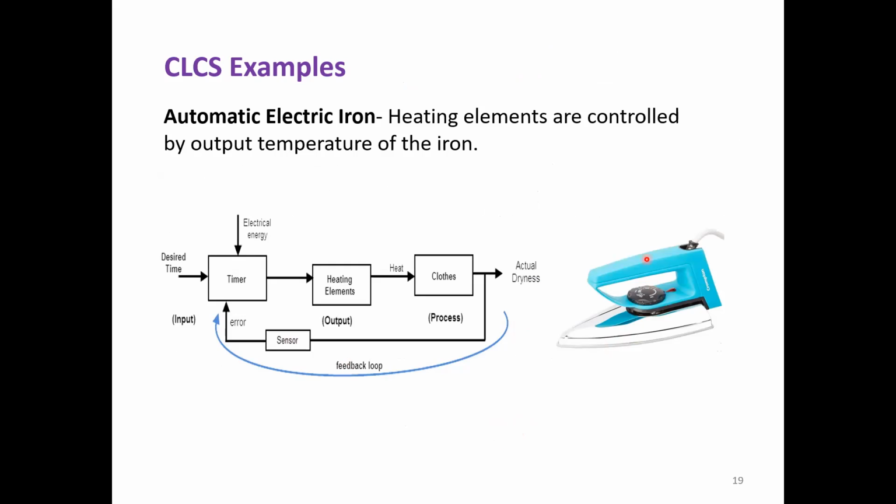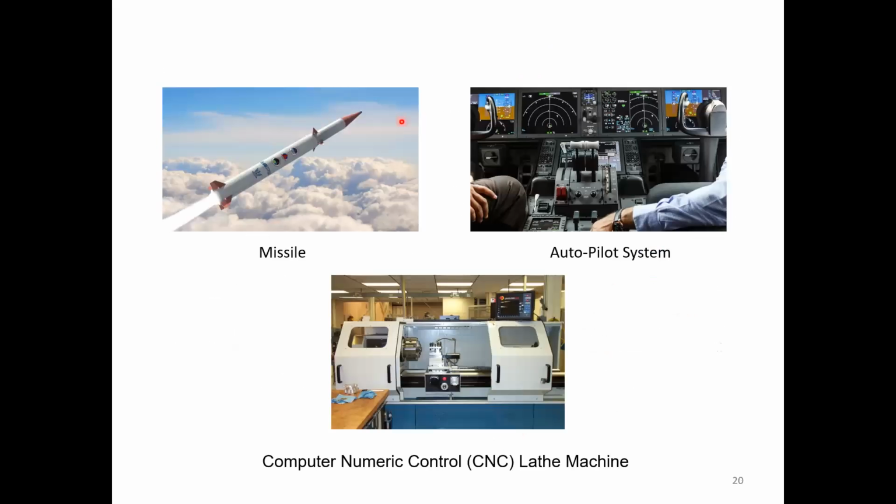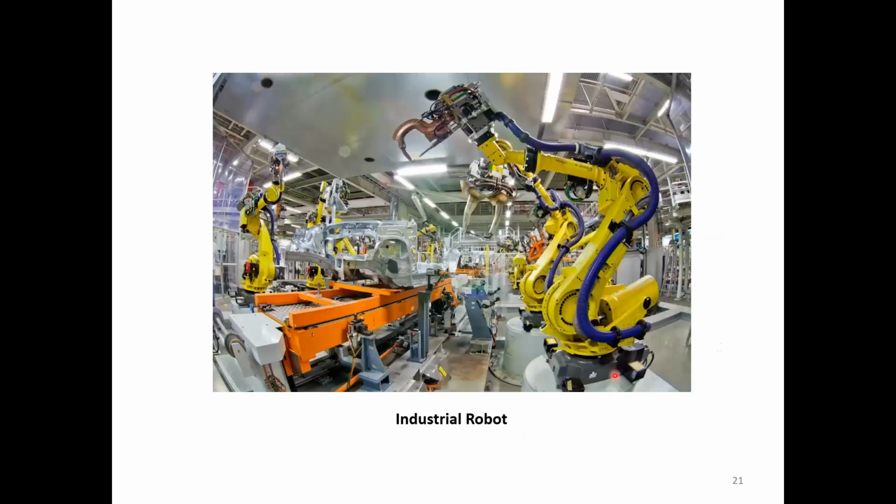Some examples are there, like automatic electric iron. Heating elements are controlled by the temperature of the iron. Some other examples are missile, autopilot system, computer numeric control machine, industrial robot. These are examples of closed loop control systems.